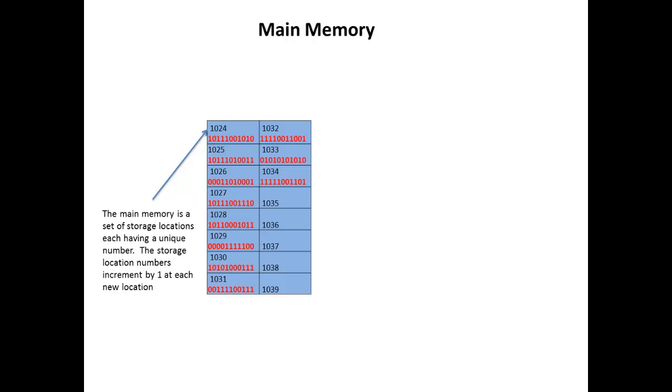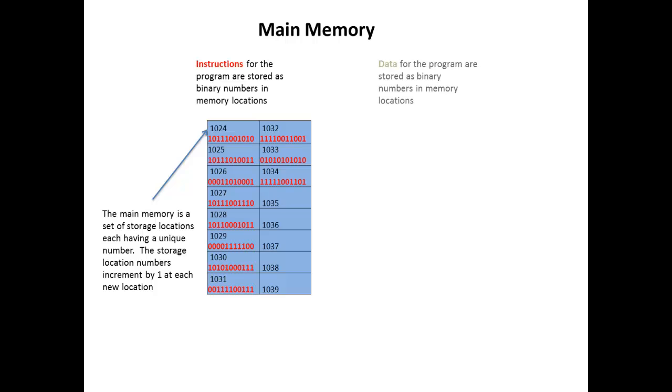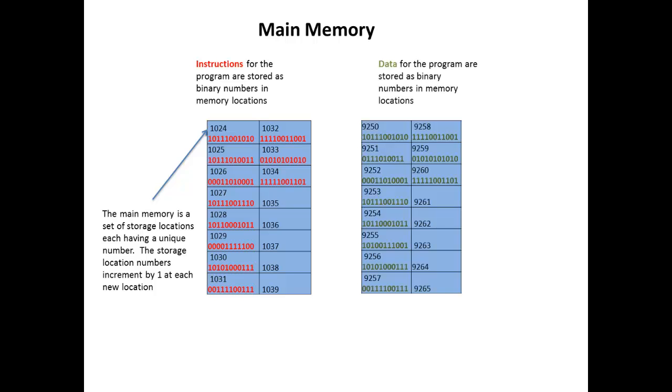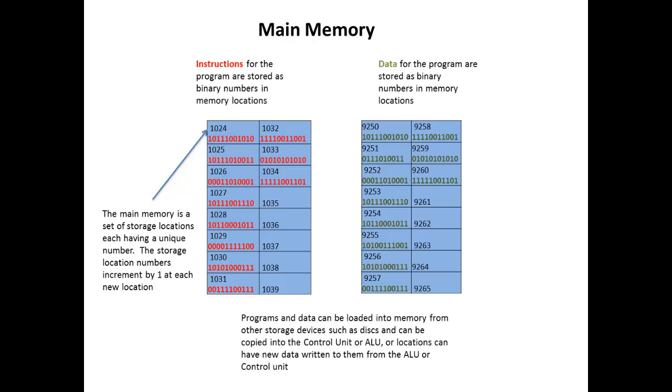The main memory consists of a set of storage locations, and each storage location has a number, and successive storage locations have a number that's one higher than the previous storage location. So in there we can store instructions for the program, or we can store data for the program. And as long as we keep a separation of what's instructions and what's data, our programs will be well managed and will run nicely. Programs can load memory locations, and they can read from memory locations. Memory locations can be loaded with data coming from the outside world, and they can copy data from the main memory out to the outside world.